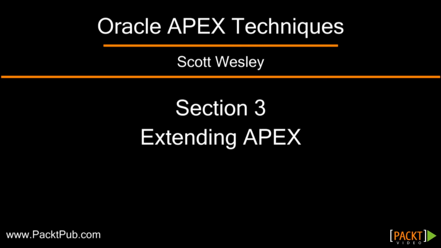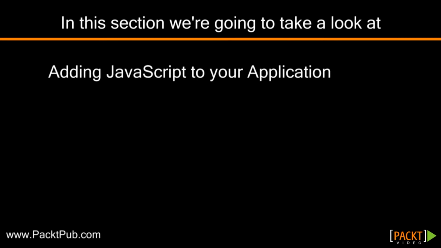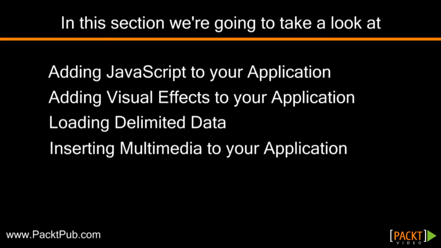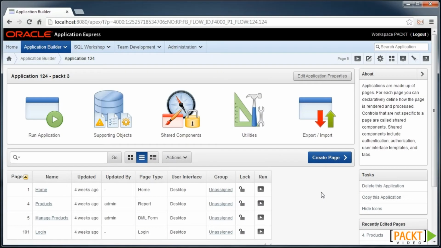Section 3, Extending Apex. There are a number of ways to extend functionality within Apex. You just need to know how and where to install the necessary code. Plugins are one you may have heard of, and this section will cover this and other ways to add features to your application, such as adding some JavaScript. We'll look at adding some visual effects to our application, loading delimited data such as CSV files, inserting some multimedia, and consuming some of these Apex plugins.